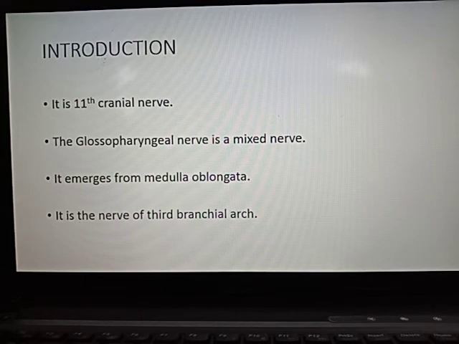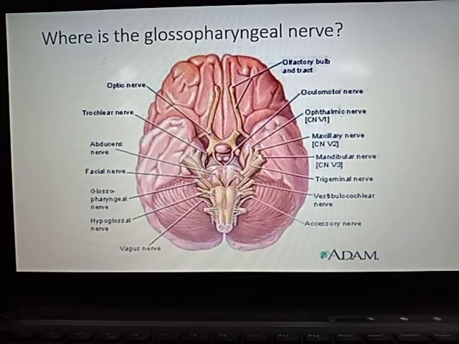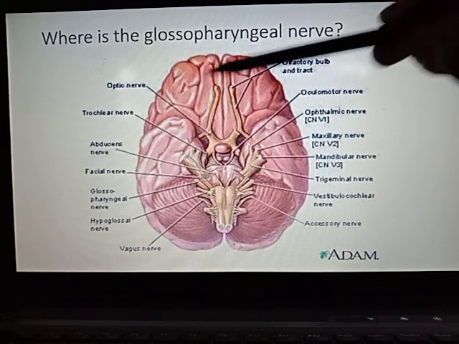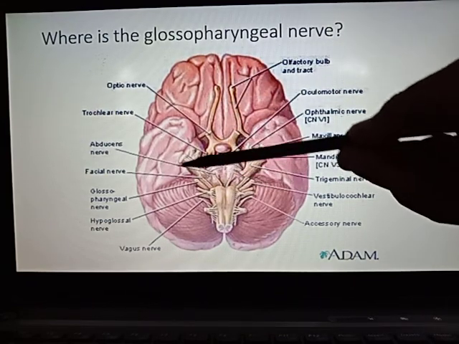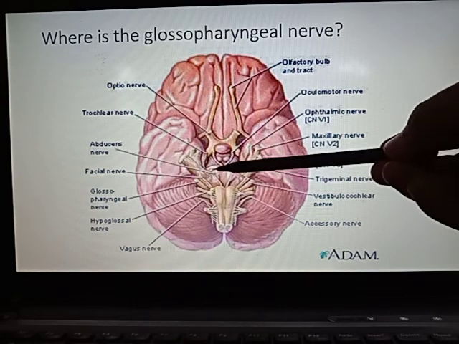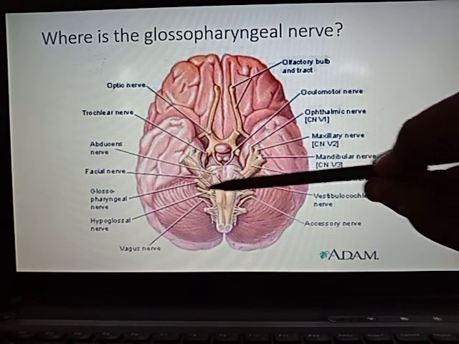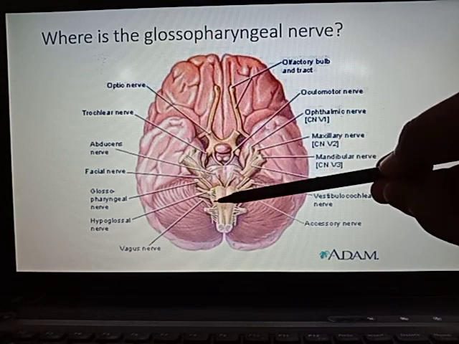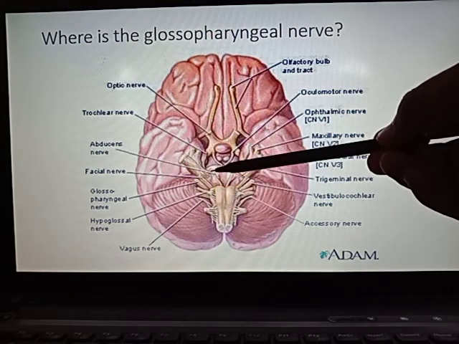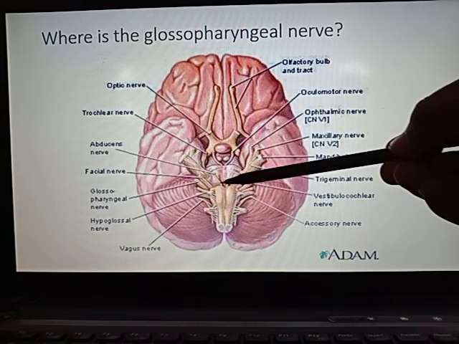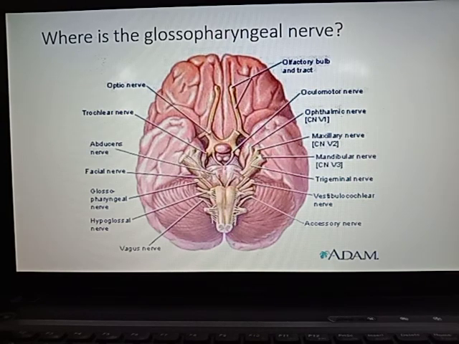Then come to the next slide. Where is the glossopharyngeal nerve? This picture is very much important. You find this glossopharyngeal nerve in the midline: there is the abducent nerve, then the facial nerve, and then the glossopharyngeal nerve, in between the upper part of the medulla oblongata and the lower part of the pons, in this pontomedullary junction. Okay.